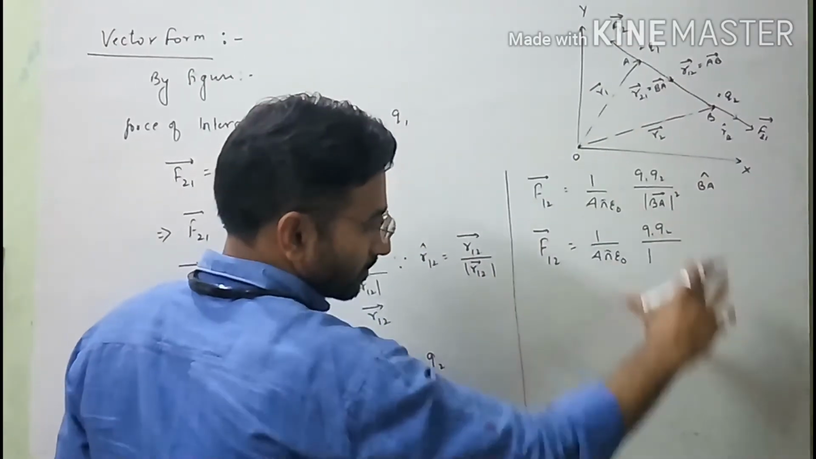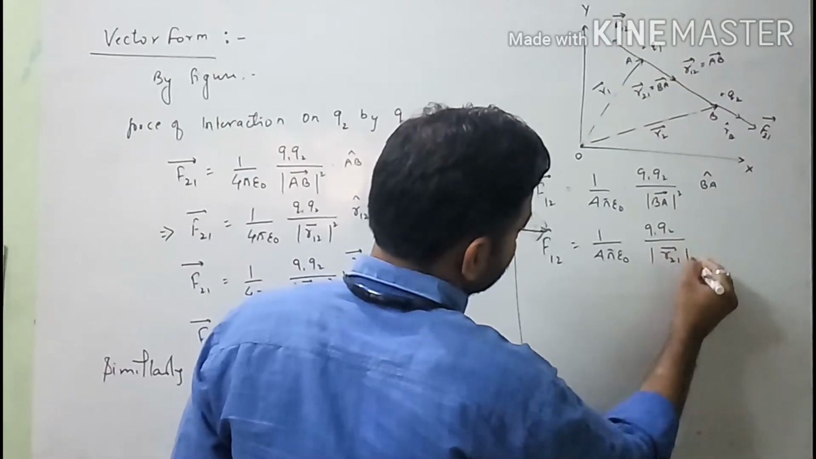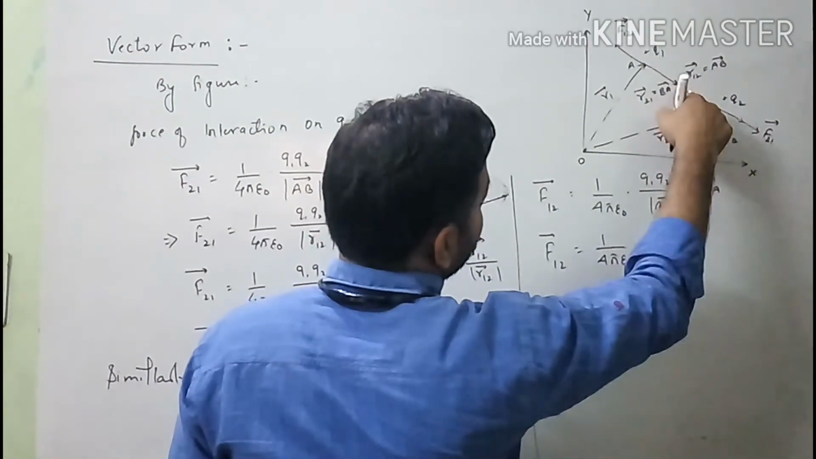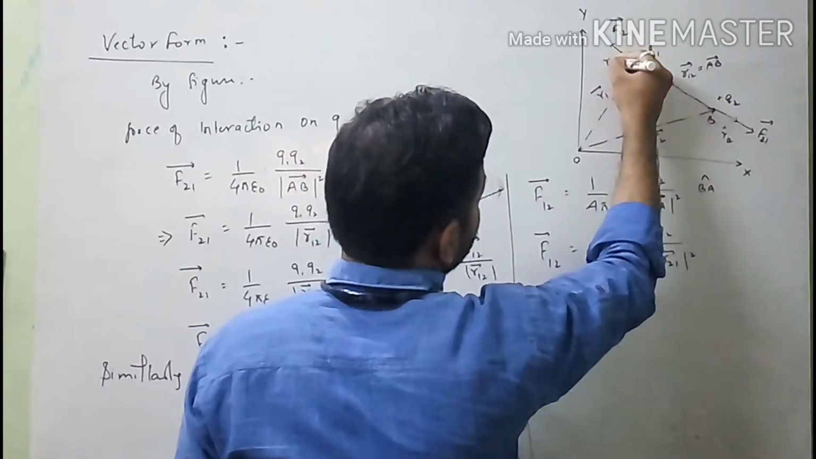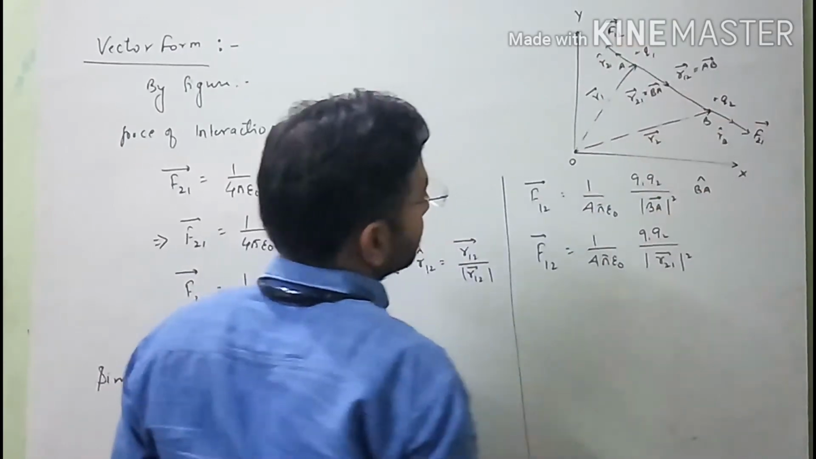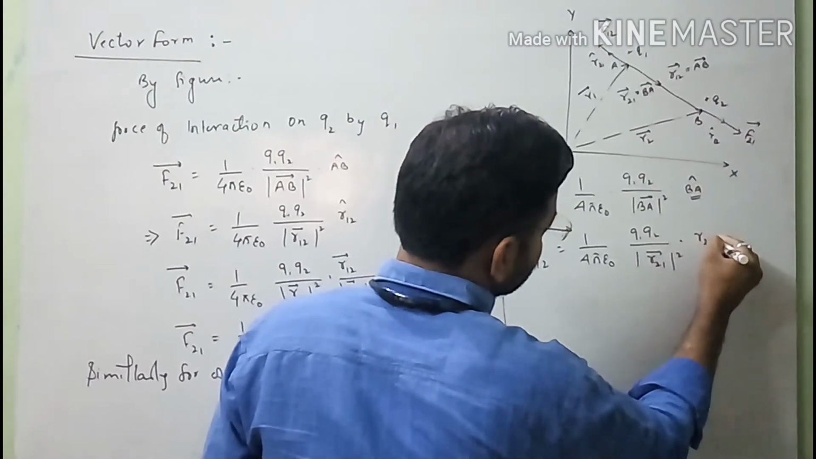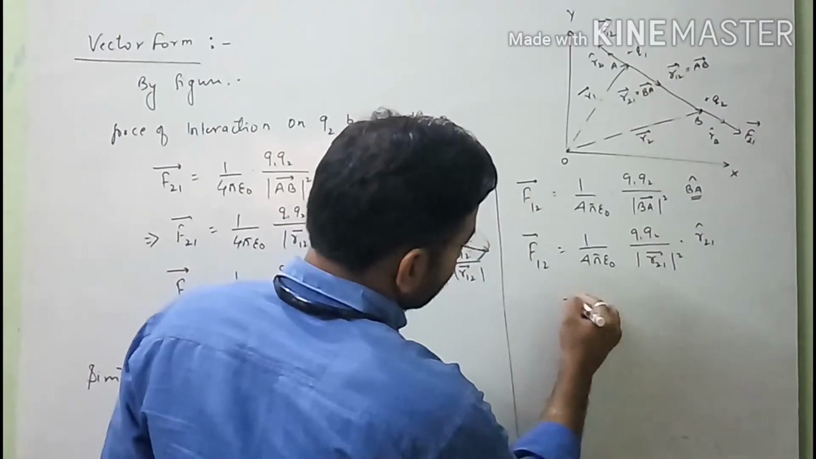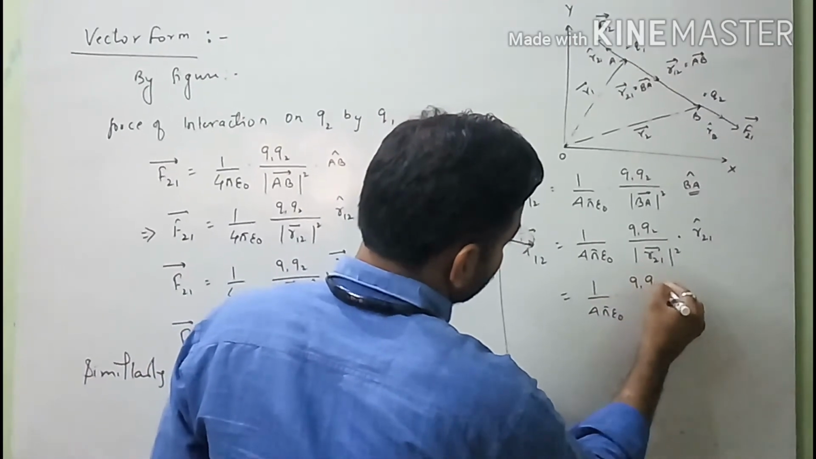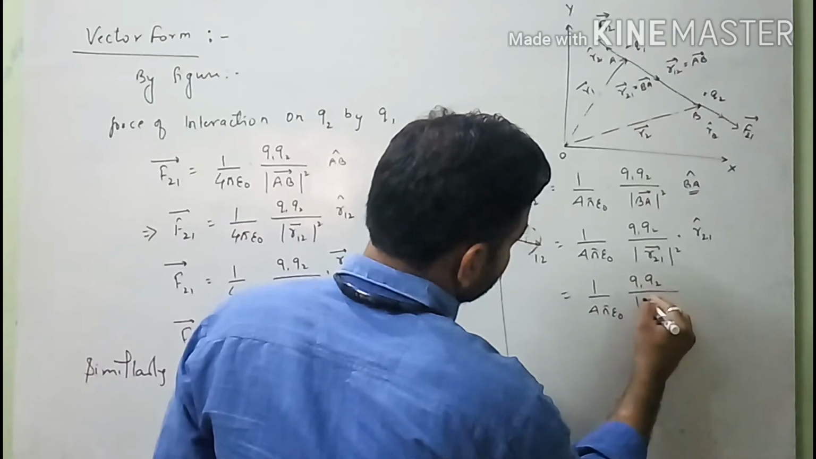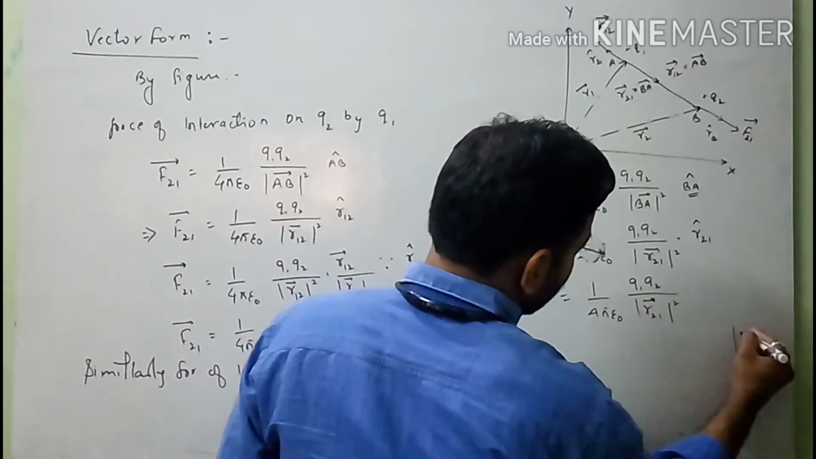With the help of vector properties, I will write here R21 square. Now see, along the direction of BA, I can consider here the position vector which will be R21 cap. So in place of this, I will replace R2 cap. So here 1 over 4 pi epsilon naught Q1 Q2 R21 vector square into R2 cap. Student, how will you write this?